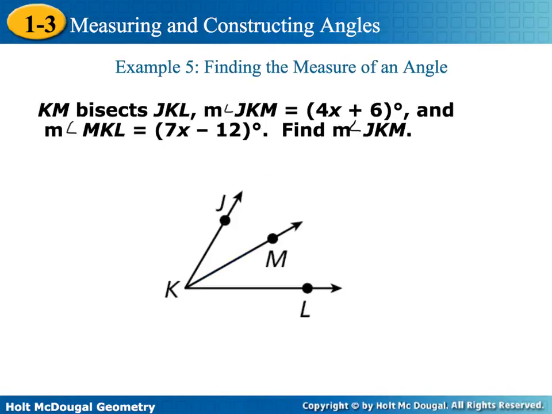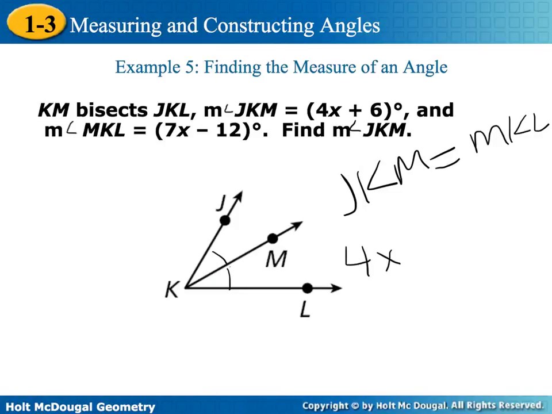Okay, so we have a problem where they give us the bisector and they tell us JKM is given to us along with MKO. So because KM is the bisector, I know JKM is congruent to MKL. So I'm going to draw my arc marks. There. So JKM equals MKL. So again, I'm just doing like I did in the last example, plugging in what they give for us and then finding what they're asking.